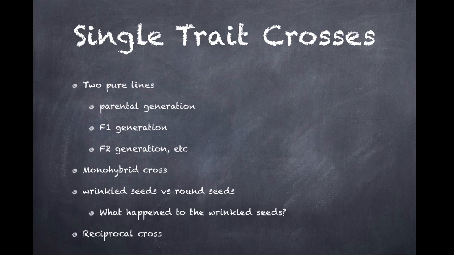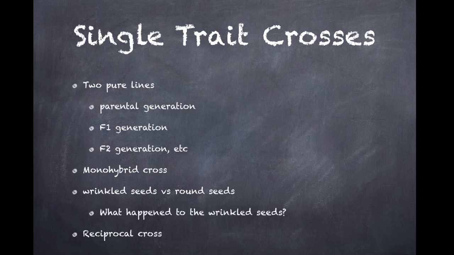He also used wrinkled seeds versus round seeds. What happened to the wrinkled seeds when you did the first cross between the two pure breeding lines? Well, you would no longer get wrinkled seeds. However, when you cross-pollinated your hybrids with other hybrids or with each other, your wrinkled seeds would come back.